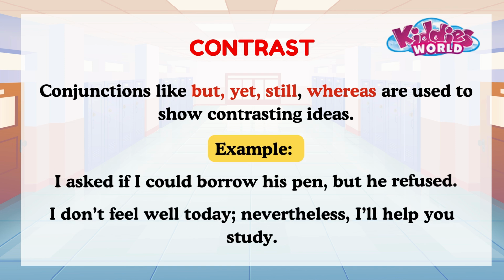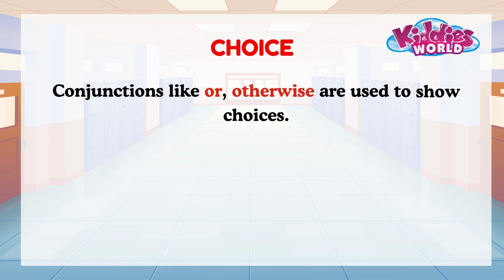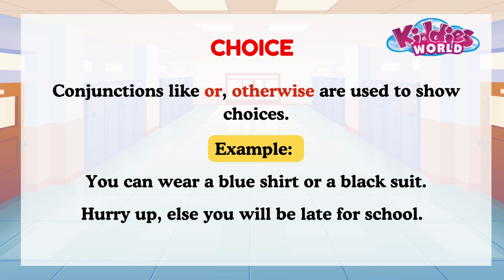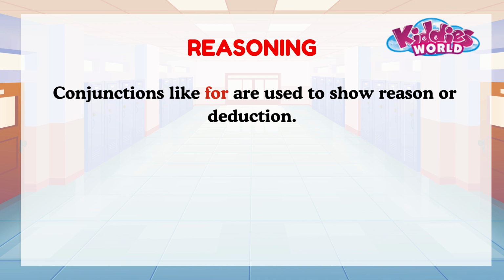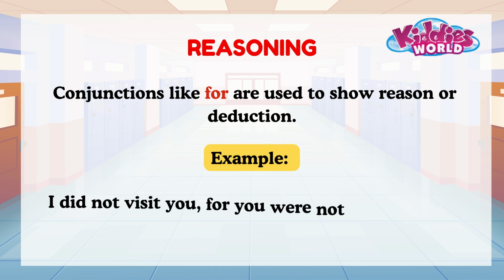See the example. Choice. Conjunctions like or, otherwise are used to show choices. Look at the example. Reasoning. Conjunctions like for are used to show reason or deduction. Refer to the example.